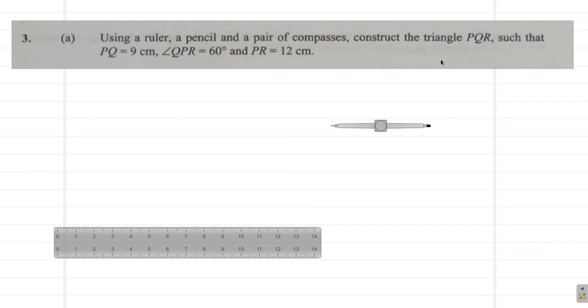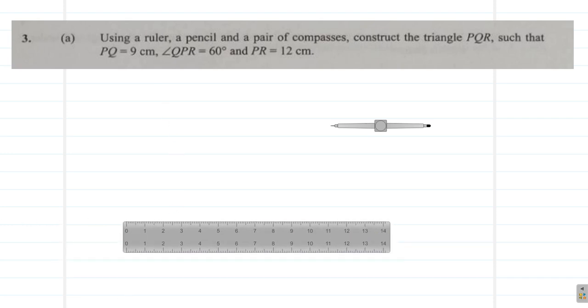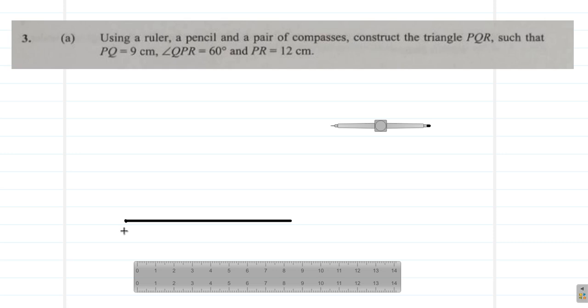Now, PQ is 9. Let me see if I can draw PQ here. PQ is 9 from here to here. Alright, that is 9 centimeters. Alright, PQ. Now, angle QPR is 60. Okay, so R will be somewhere up here, wherever it is.